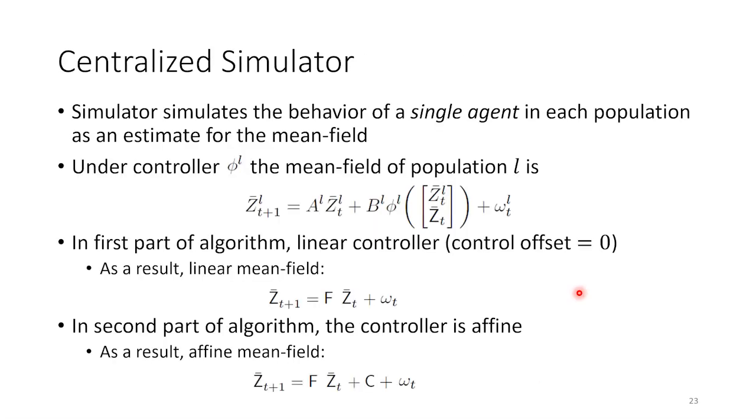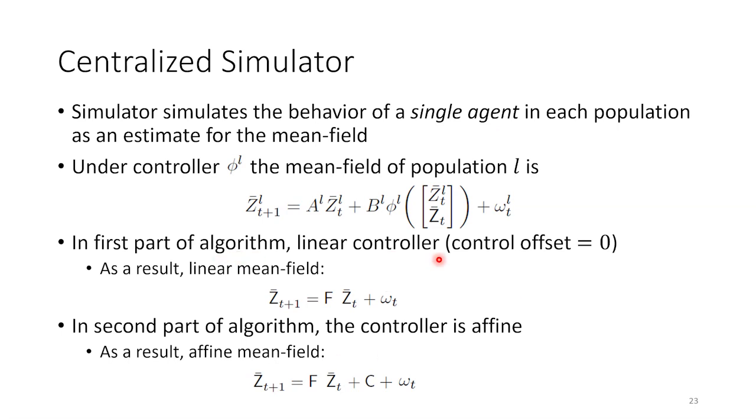So just a couple of points about the centralized simulator. It simulates the behavior of a single agent in each population. Now, it's supposed to learn the behavior of multiple agents or infinitely many agents, ideally. But we assume that it only has access to a single agent, so it will generate a noisy estimate of the mean field.